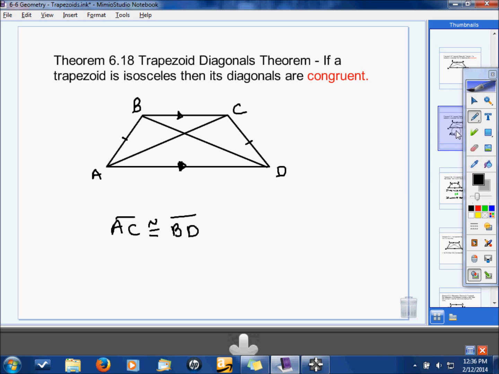Keep in mind that that is also true in rectangles. It's also true in squares. But they, as we know, are never considered trapezoids. But for trapezoids, the only way you get congruent diagonals is if you have an isosceles one. All right? Let's get that all written down.